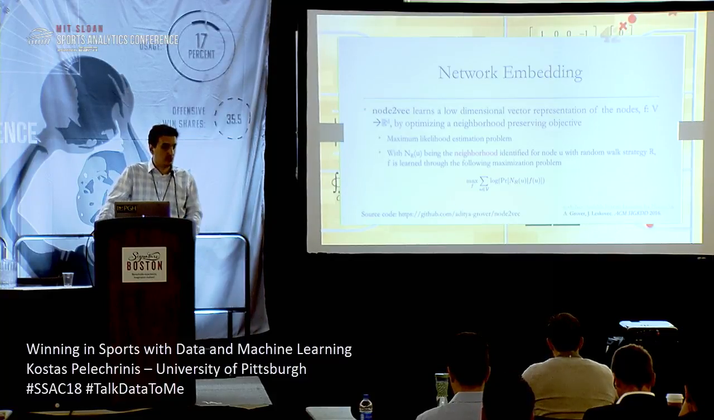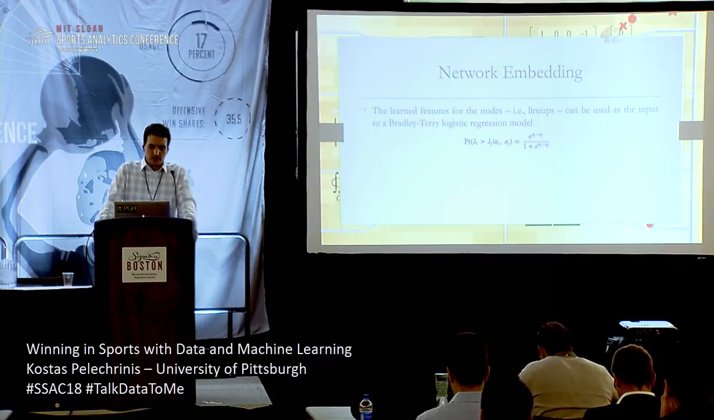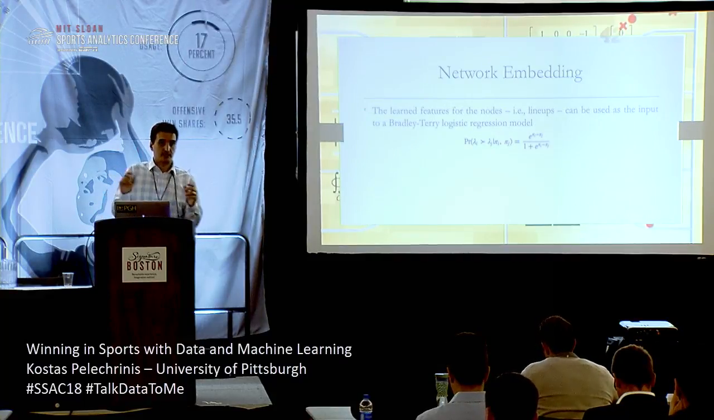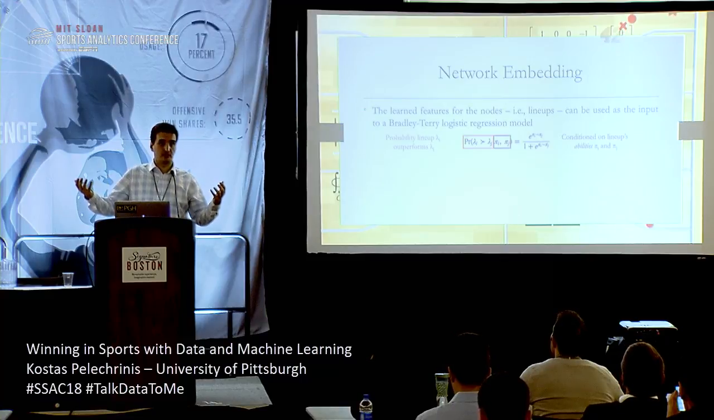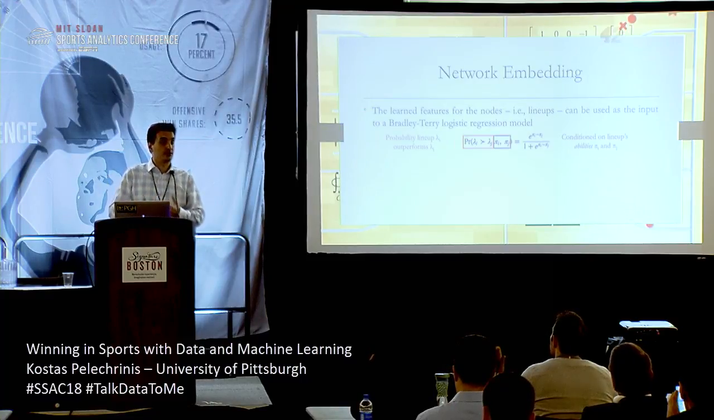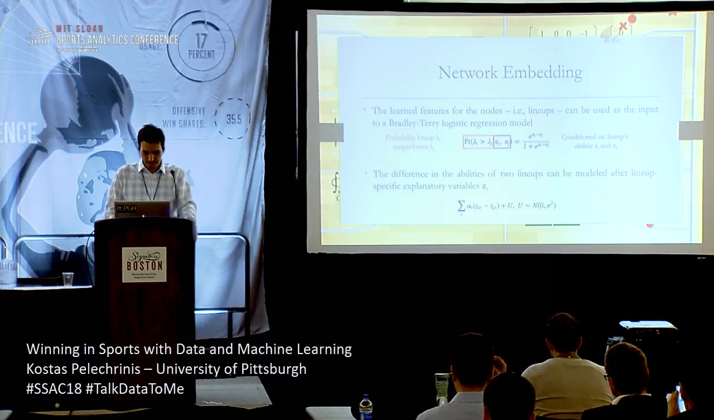So you can take a network, run this code, and it will give you a representation of every node, for every lineup in our case. You can pass it through a regression model. I see the time is running down, but it's a very simple regression model where lineup I plays with lineup J. You have these vectors, you take their difference, and this is your independent variables.